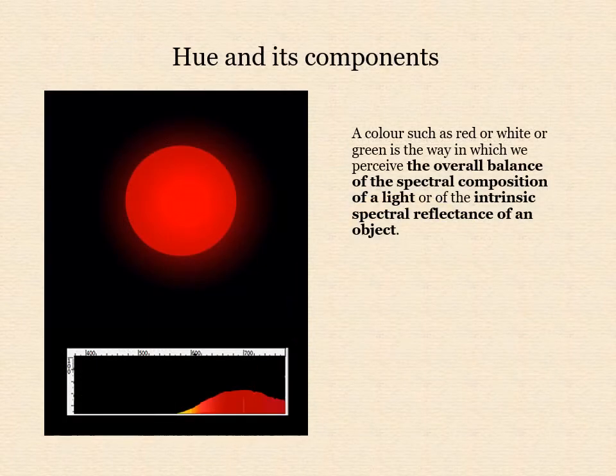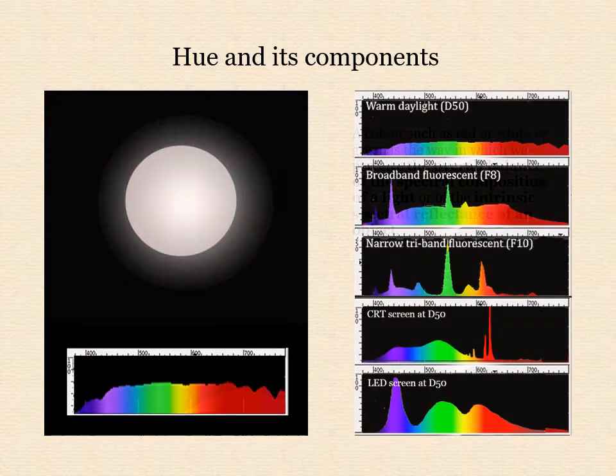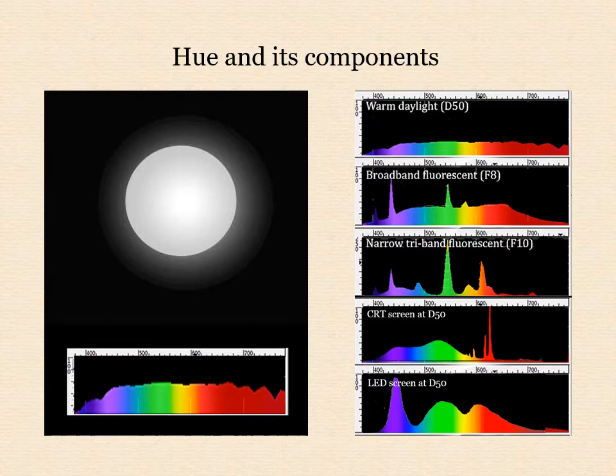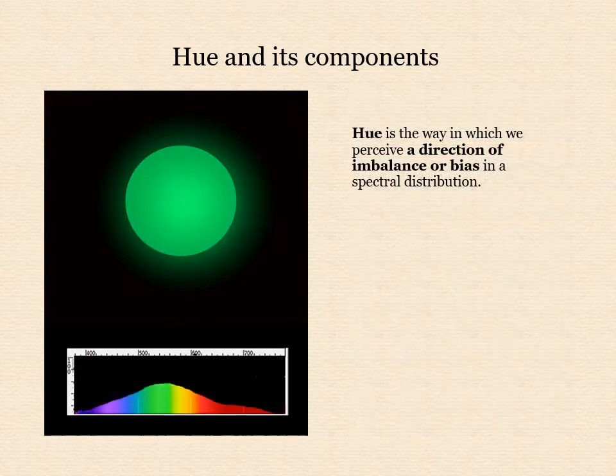In the first video, we saw that a colour, such as red or white or green, is the way in which we perceive the overall balance of the spectral composition of a light or of the intrinsic spectral reflectance of an object. White as a colour of light is the way in which we perceive an overall even balance of spectral composition, regardless of small-scale differences. Hue is the way we perceive a direction of imbalance or bias in spectral composition.